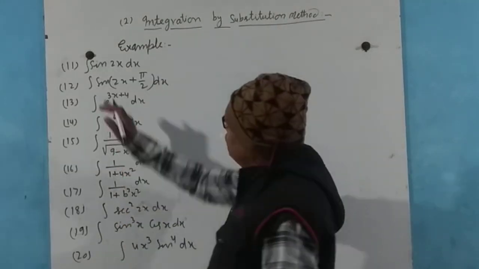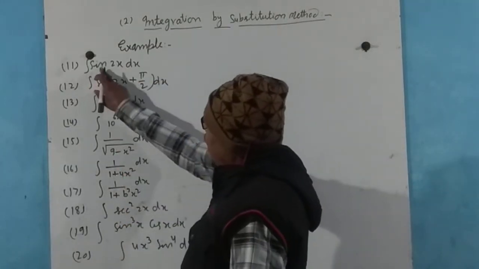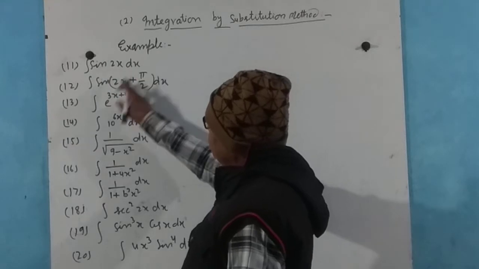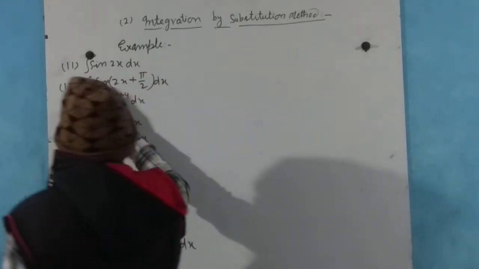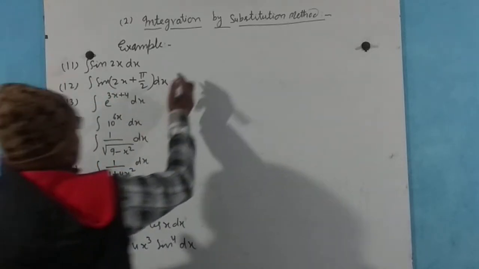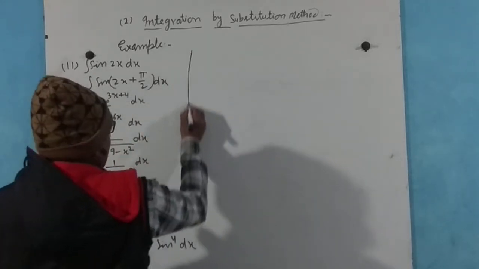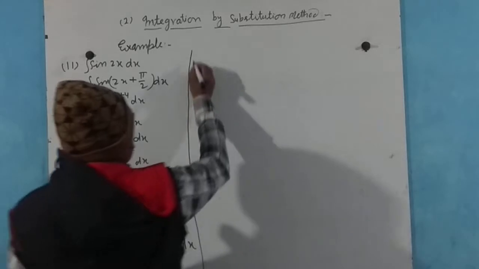Now here, integration of sin 2x dx. Question number 12, integration of sin(2x plus pi by 2) dx. Now, solution.